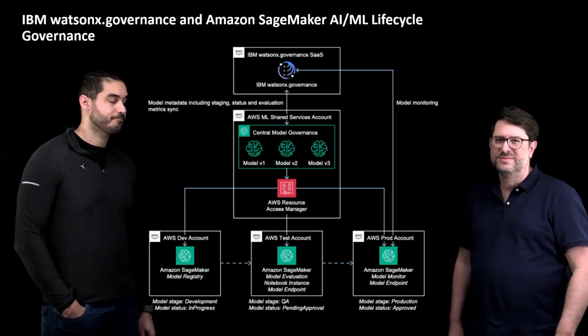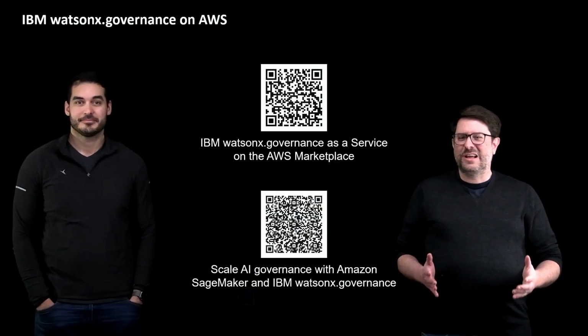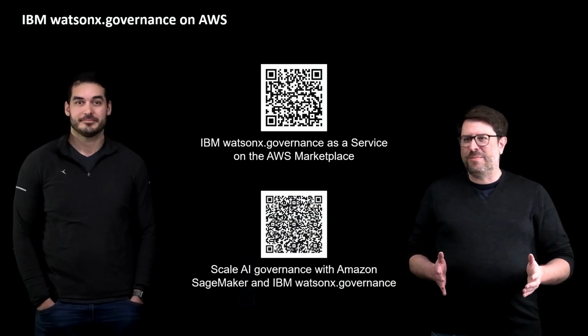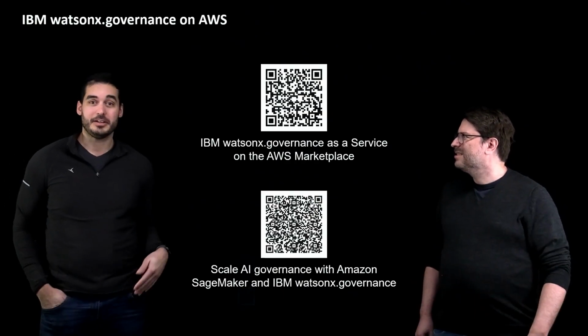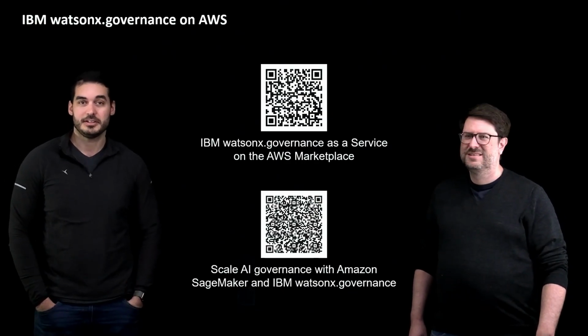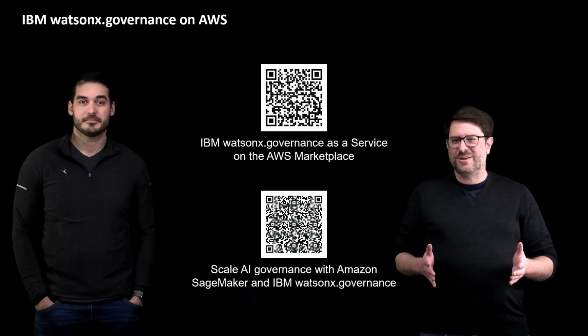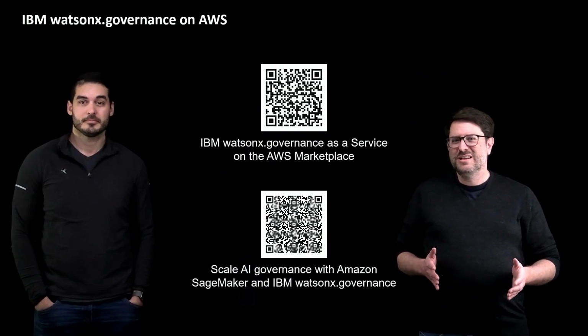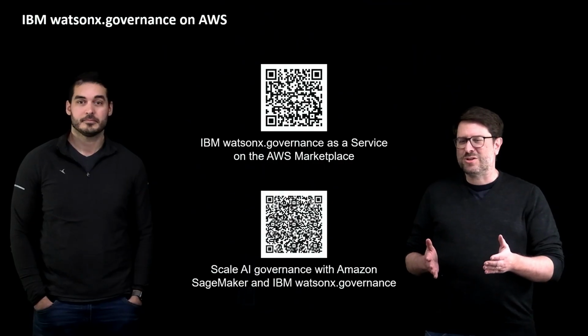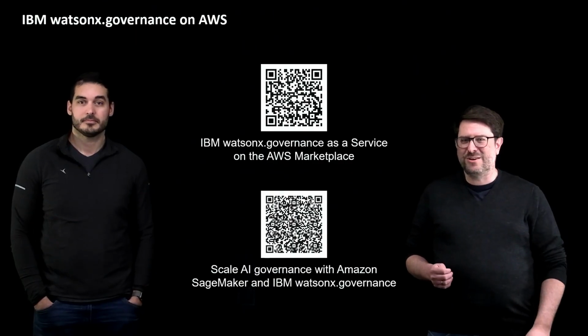Okay, that's really cool. So watsonx.governance is available on the AWS Marketplace. And Mark, this is a fully managed offer by IBM, right? That's right, yeah. So you just click a button and everything gets provisioned and you can start using it right away. If you want to go into more details about the integration between watsonx.governance and Amazon SageMaker, we also have a blog published on this topic. You just need to follow the link here on the screen.